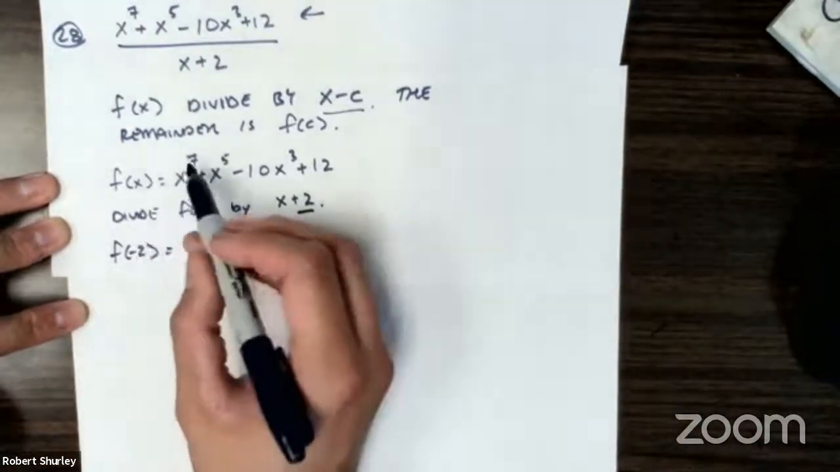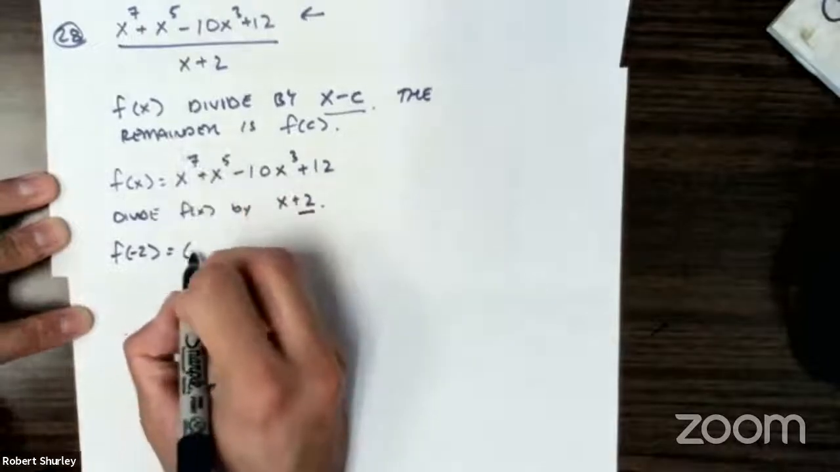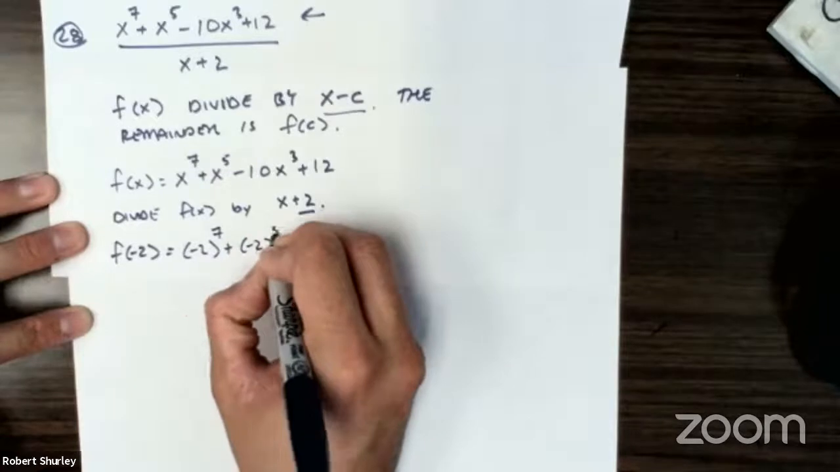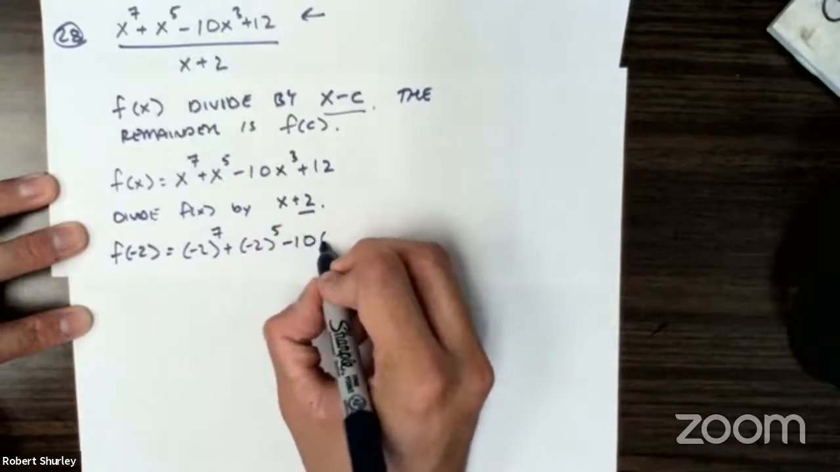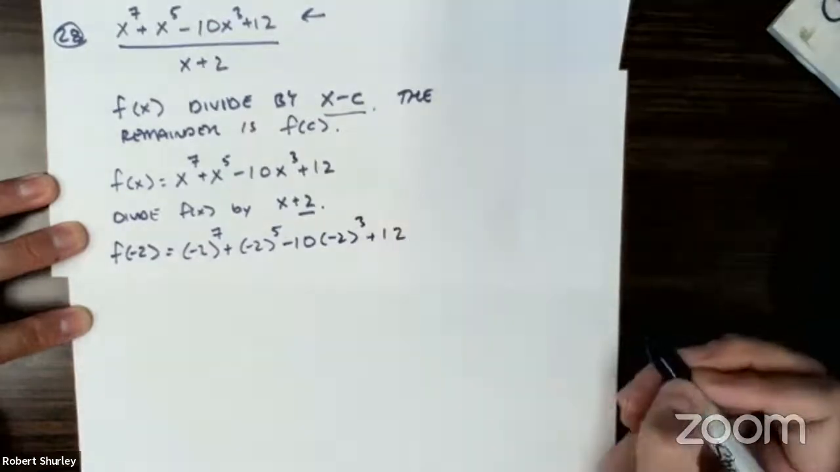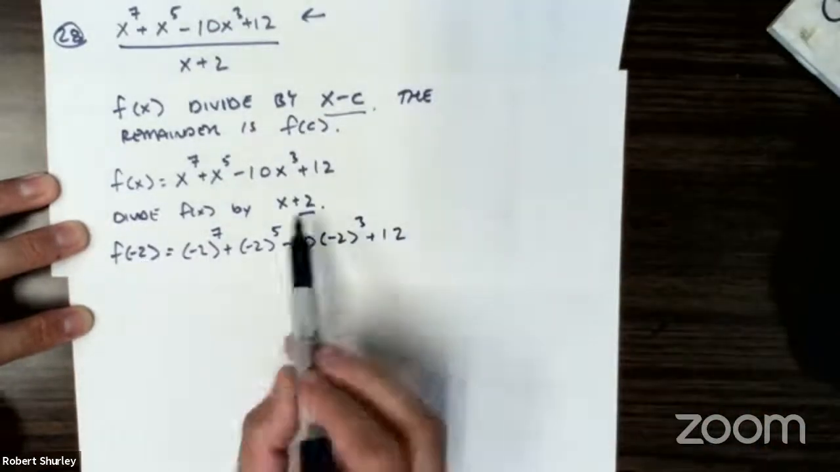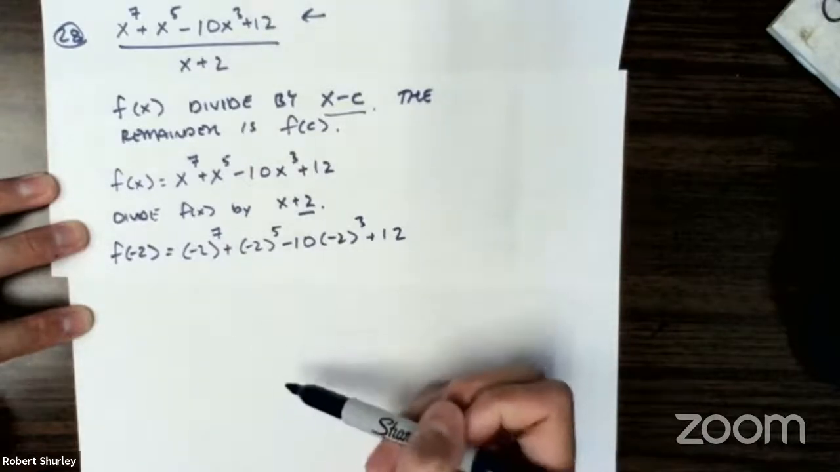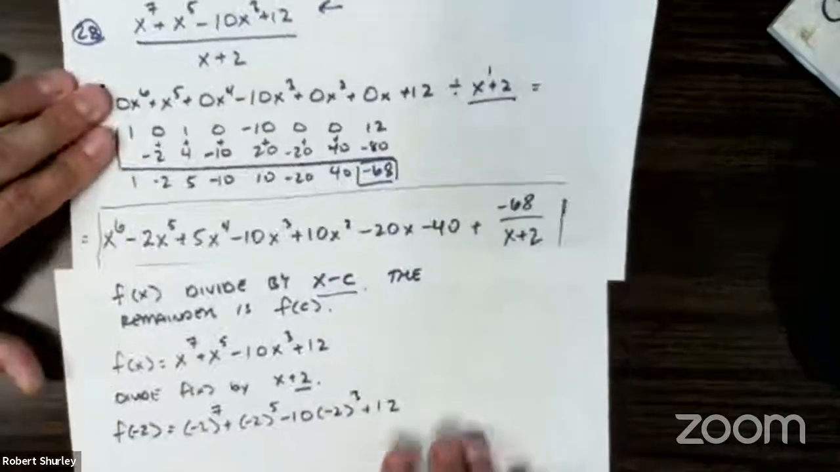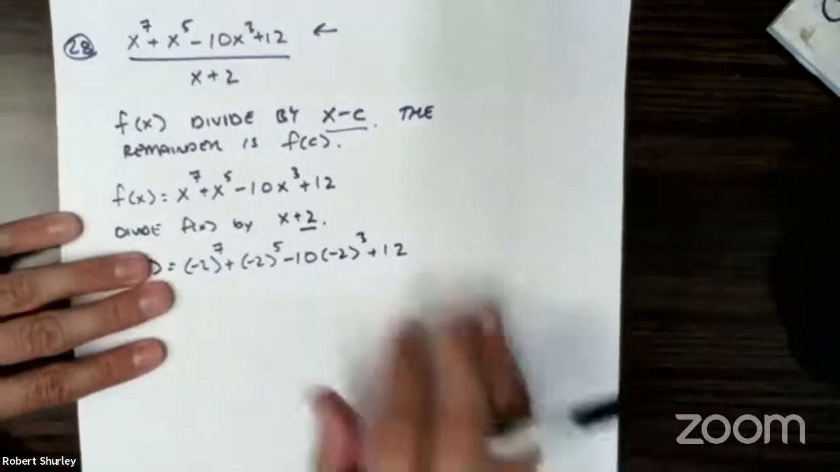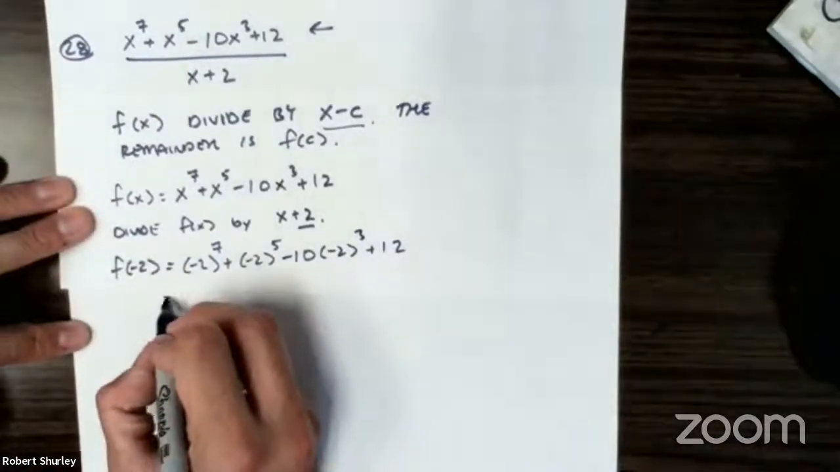If you plug negative 2 into this function, so negative 2 to the 7th plus negative 2 to the 5th minus 10 times negative 2 cubed plus 12, it should come to our remainder. I remember when we did all this work, our remainder was negative 68, right? So it should come out to be negative 68. Let's see if that's true.